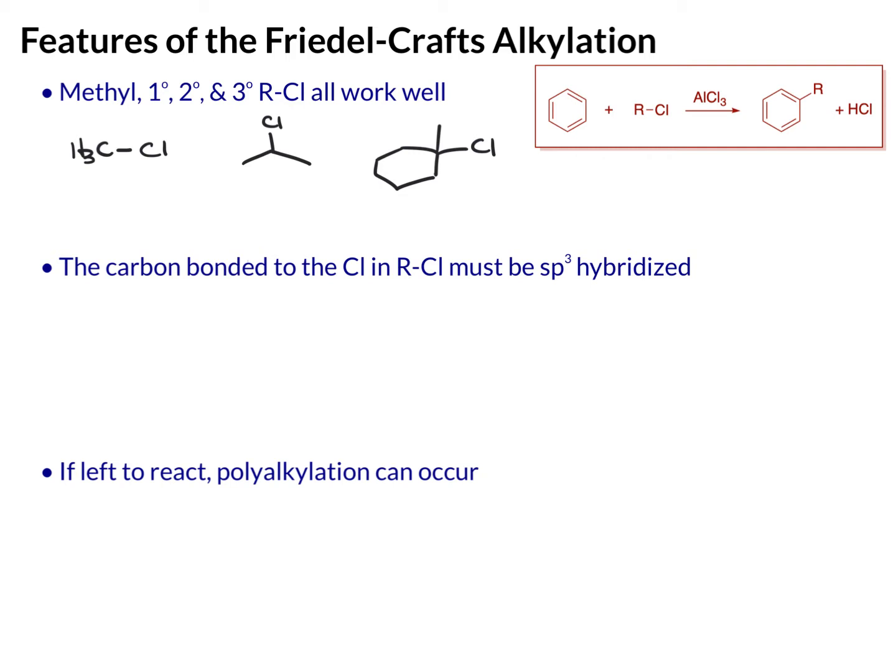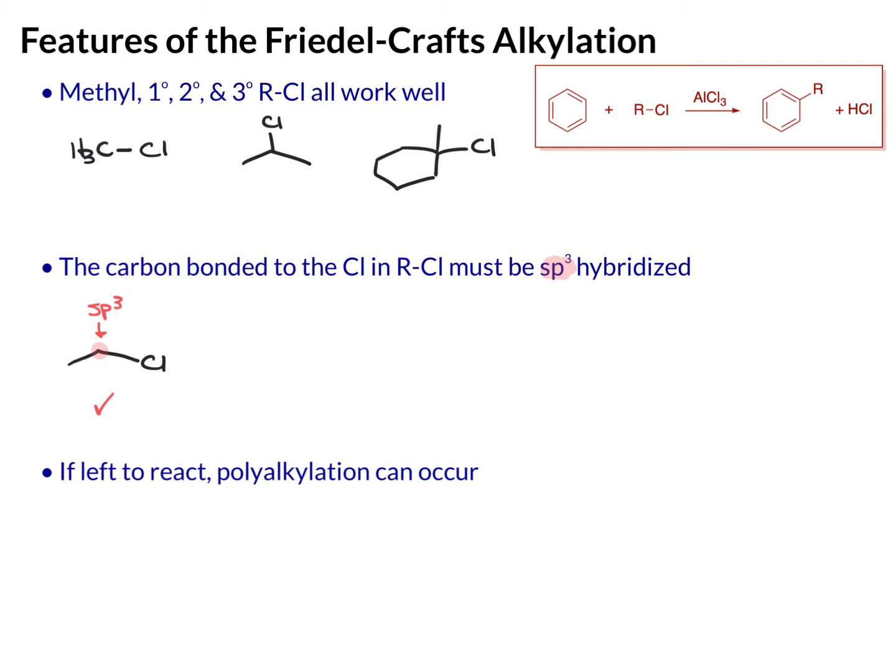The second thing to note, which is really important, is that the carbon bonded to the chlorine in the alkyl chloride must be sp3 hybridized. What that means, just to show you an example, here's a primary chloride. We want to specifically look at the carbon bonded to the chlorine. That must be sp3. Because it's sp3, this organochloride would be expected to work in the Friedel-Crafts alkylation.